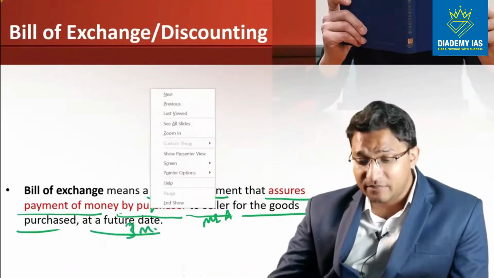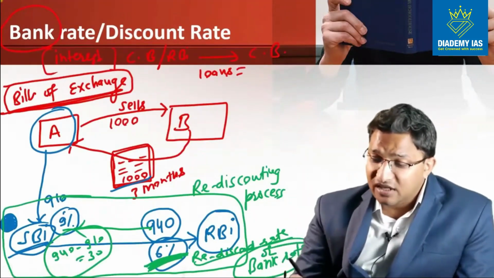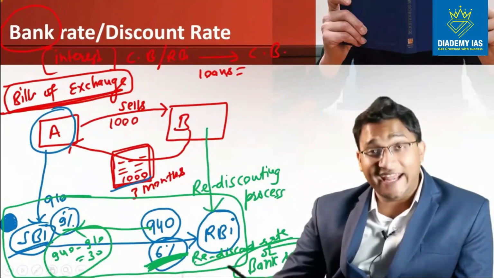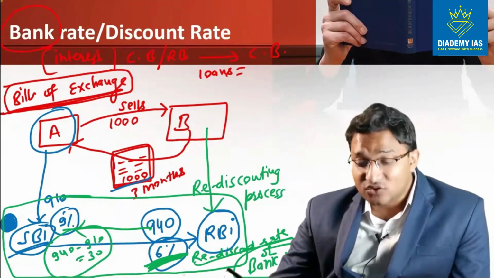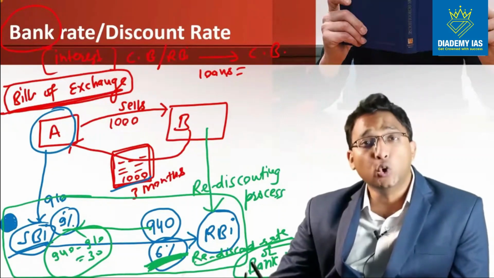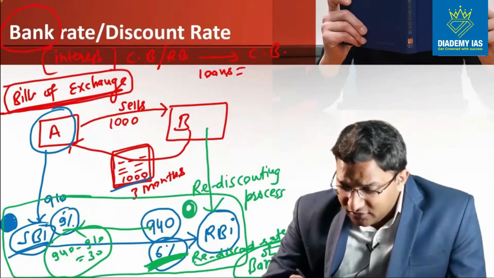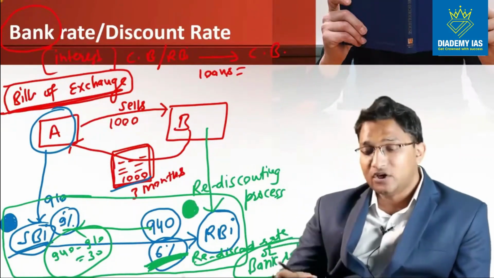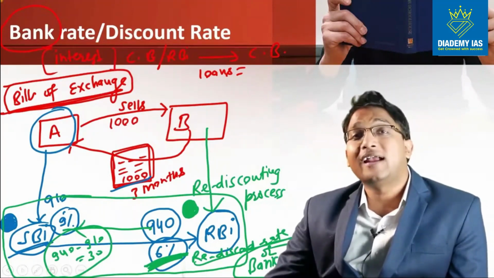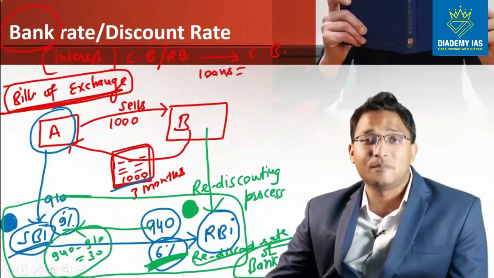Now, one thing you should keep in mind about the previous example: after 3 months, RBI will get the 1,000 rupees from Mr. B. Mr. B is liable to pay 1,000 rupees to any person who has this bill of exchange. This bill of exchange is kept with RBI. So it is not that RBI will not get any amount. RBI will get 1,000 rupees from Mr. B at the end of 3 months, and RBI will also get a profit of how much? 1,000 minus 940, that is 6%, and this is the bank rate also, right?